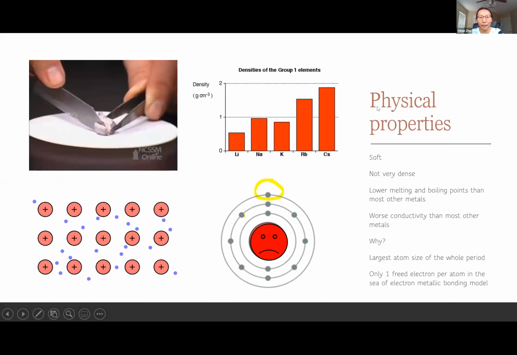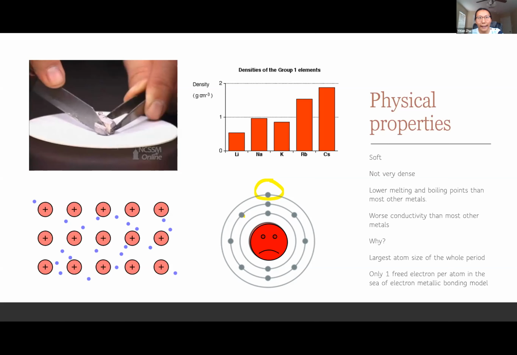So let's first talk about the physical properties of group 1 metals. First of all, they're really soft. They're so soft that you can even cut them with a knife, as you can see in the top left picture. And they're also not very dense. In fact, if you look at the graph I've put on the screen, for a lot of these group 1 elements, their density is below 1, which means that they actually float in water. They also have lower melting and boiling points than most other metals and worse conductivity.